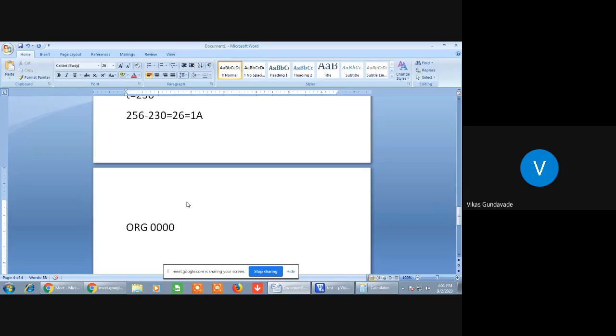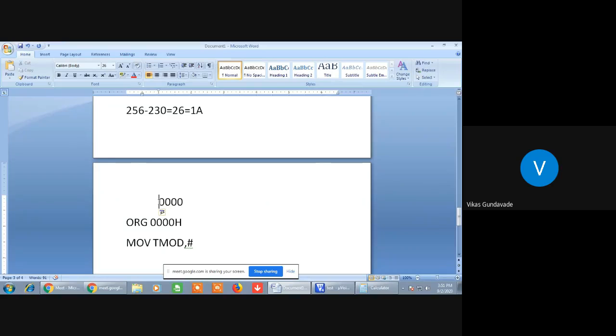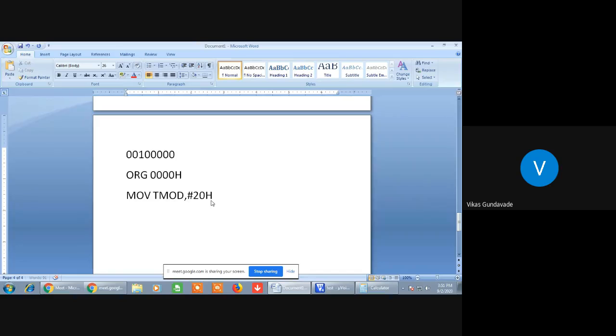So ORG 0000, then MOV TMOD comma hash. Now what will be the value for TMOD? Upper 4 bits of the TMOD register are for timer 1 and lower 4 bits for timer 0. So the lower 4 bits will be 0000 and for the upper 4 bits, the first bit, gate bit will be 0, C oblique T bar will be 0. Now it is mode 2, so the mode bits will be 10. So the value will be 2 and 0. So in TMOD we need to put the value 20H.